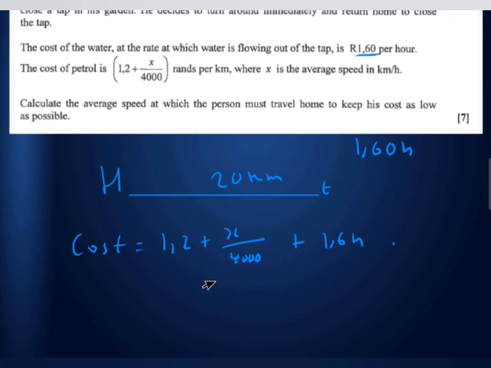But we see a problem here. The problem that we have is we've got two unknowns, the speed and the hour. So now we need an equation that has the speed and the hour so that we can make one thing the subject of the formula and immediately have only one unknown. So which equation is that? The equation that has got speed and hour is, of course, speed equals distance over time.